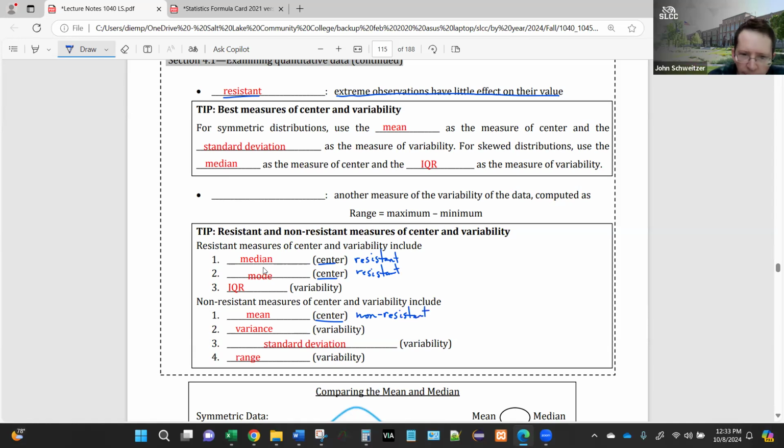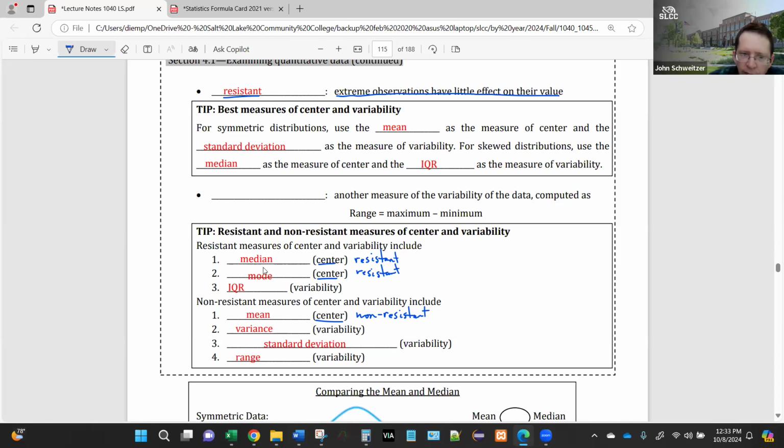Now, we still use the mean all the time, probably even more than the median, but it's not resistant. So if you have outliers, then you'll probably want to switch over to the median. If you have skew, you probably want to switch over to the median. And again, if you work in fields like real estate or income, if you're an economist studying things like income distributions, it's very common to talk about median values instead of mean values. It just gives a better idea of the typical, kind of middle of the distribution.